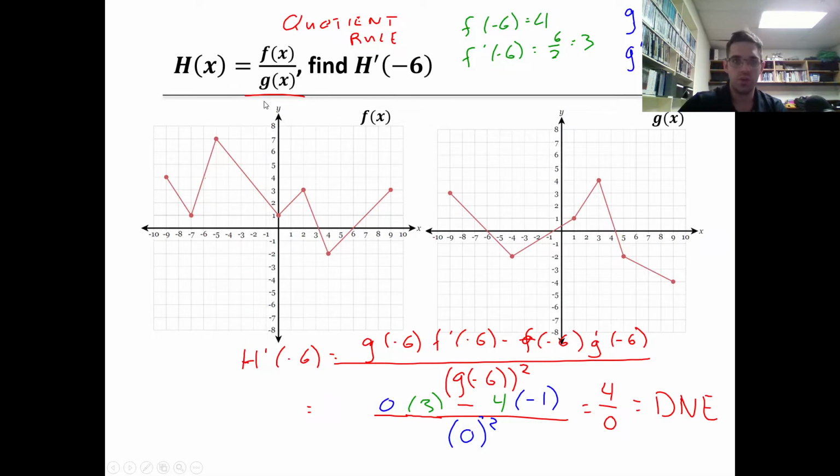So if we do h prime of negative 6, we are going to use our quotient rule, which is g times f prime minus f times g prime, divided by g squared, or low d high minus high d low over low squared. And we're going to plug our different values into the quotient formula. We're going to get 0 plus 4 over 0, or 4 over 0. Can't divide by 0, so that means the limit does not exist. So we got a vertical asymptote or something there for h of x.